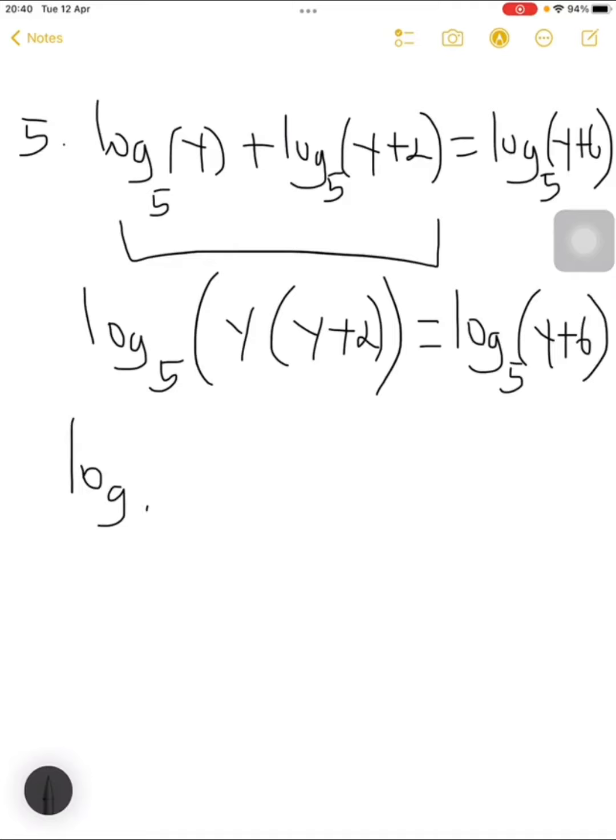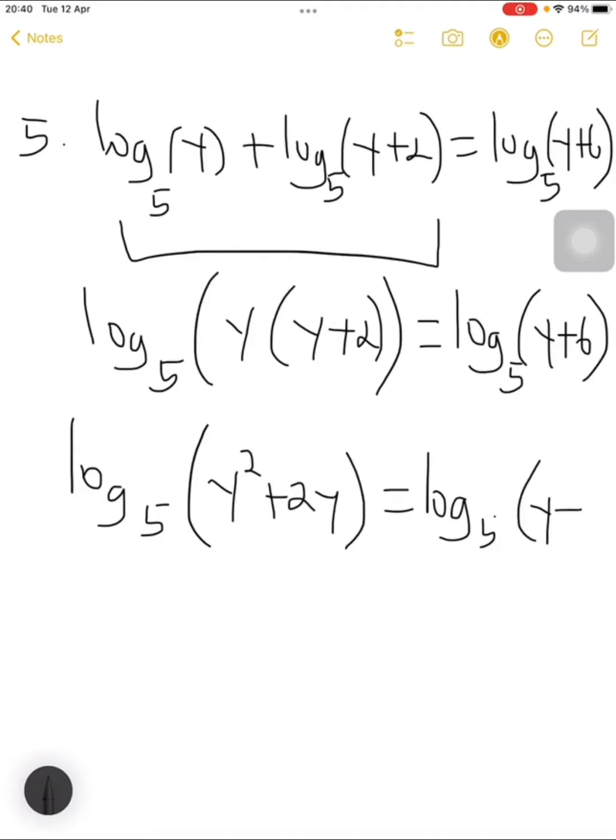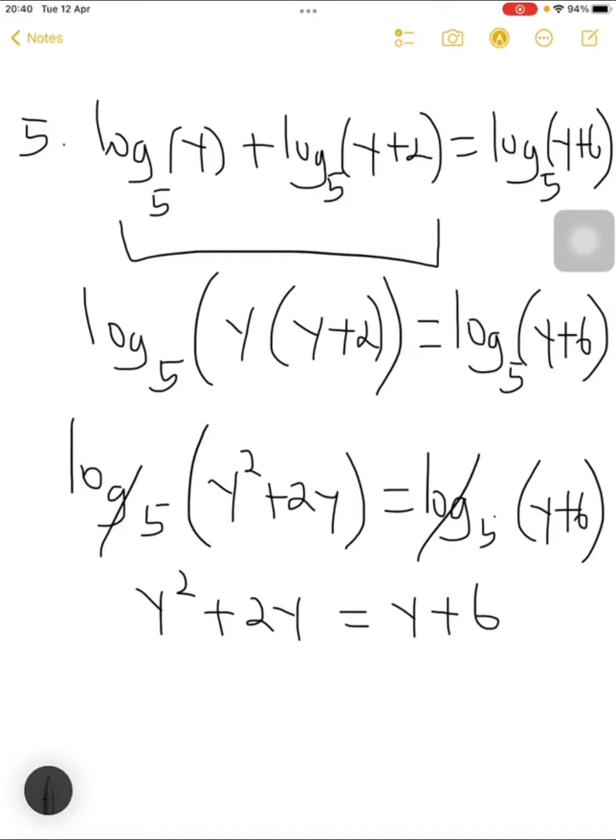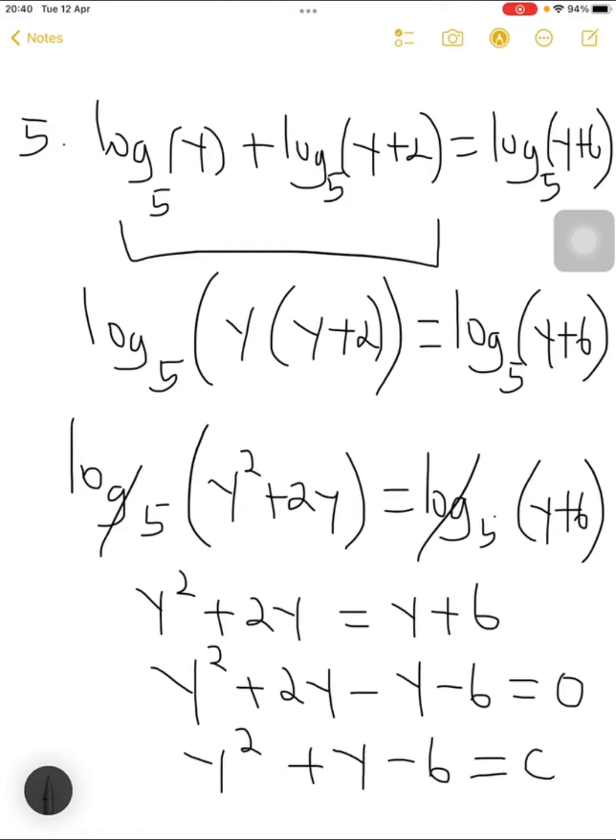Log base 5 of y squared plus 2y is equal to log base 5 of y plus 6. This is the same as this, so we can cancel, and therefore we have y squared plus 2y is equal to y plus 6. Can we solve for the value of y? I can see a y squared somewhere, so this is a quadratic equation already, and therefore this is y squared plus 2y minus y minus 6 is equal to 0. That's a quadratic equation: y squared plus y minus 6 is equal to 0.